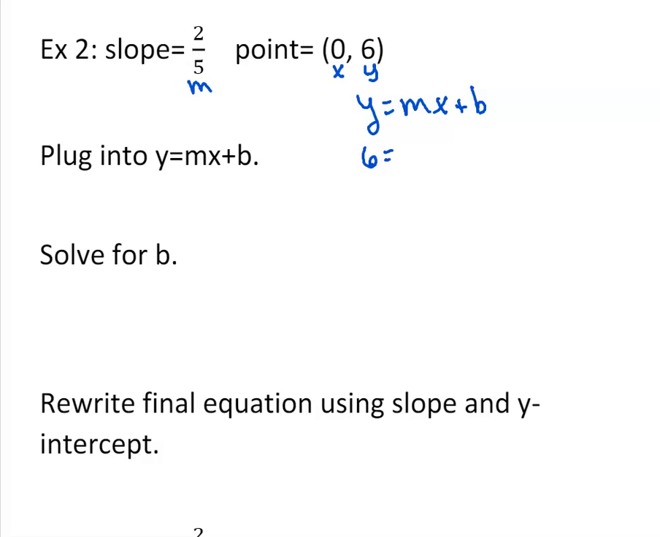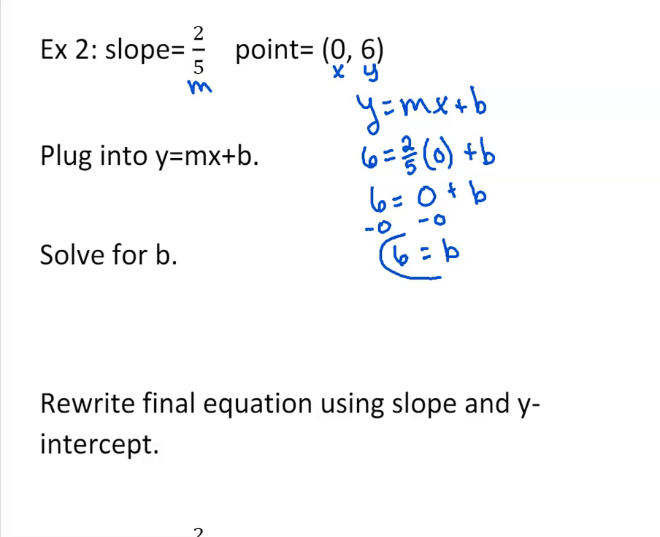So y is 6, m is 2 over 5, x is 0, and we're looking for our b. Now again, we're going to multiply m and x, so 2 over 5 times 0 is still 0, because anything times 0 is 0. And just so you realize, yes, I wrote 0 plus b here. If that makes you feel better to subtract 0 on both sides or whatever to get rid of it, that's fine. But really, I didn't even have to write this step, because 0 plus b is still b, right?